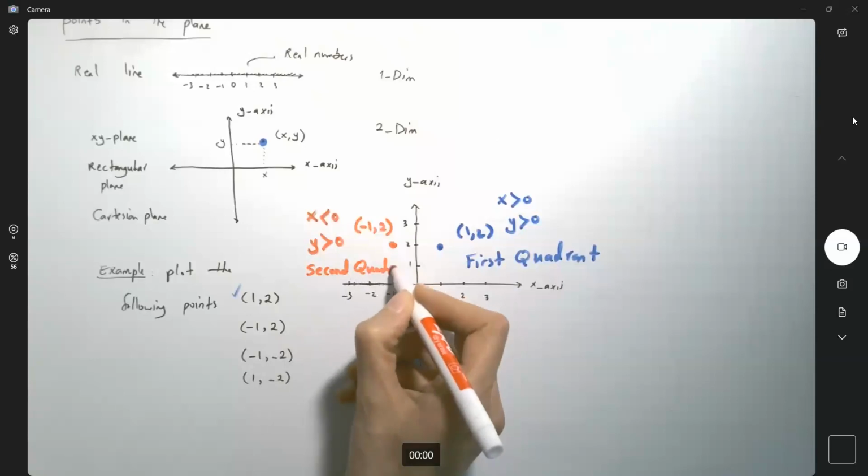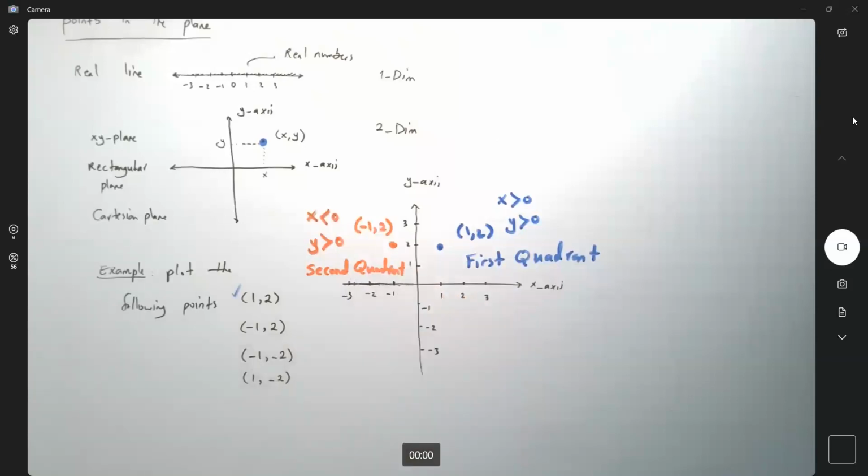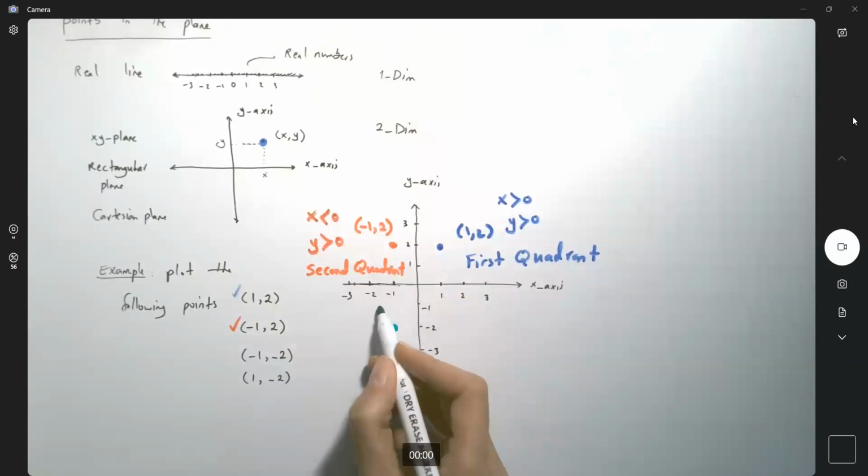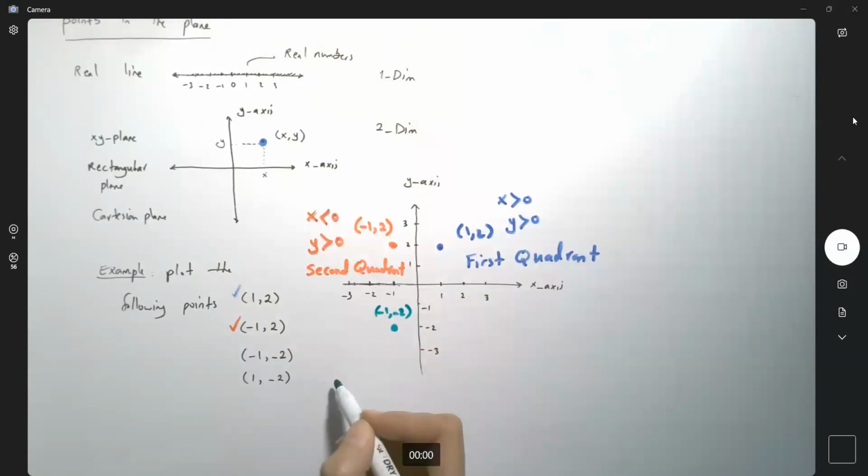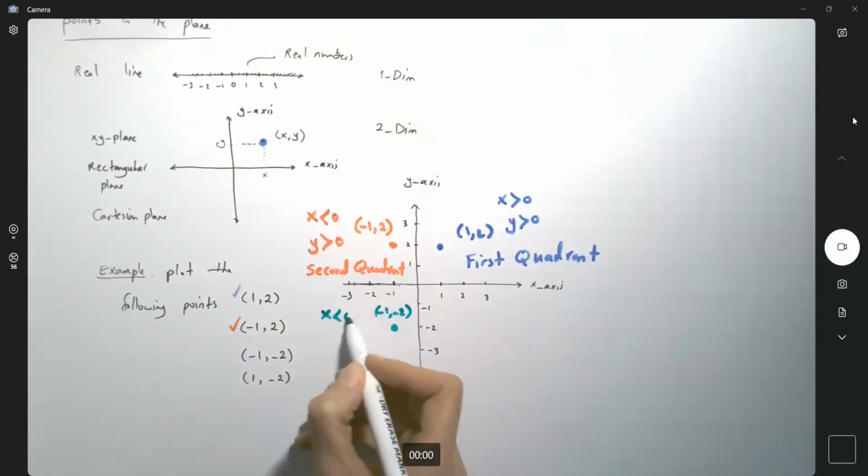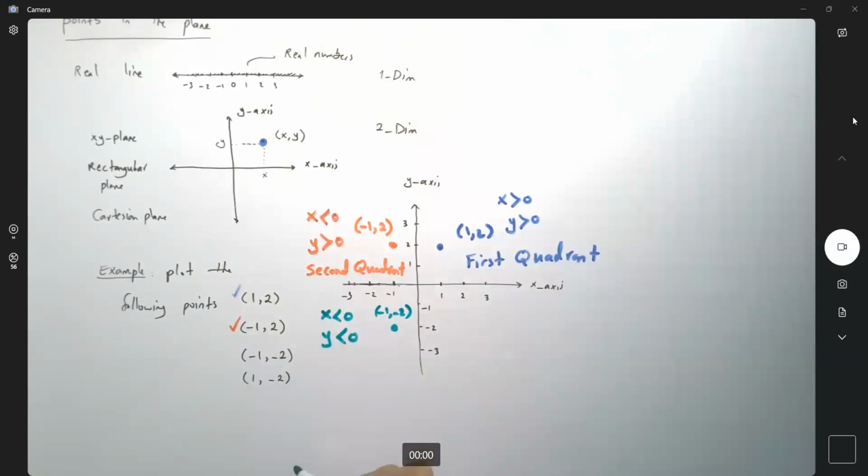Well, what about the next point? My next point is (-1, -2): -1 and 2 units down. Note that X is negative, Y is negative. We call this part of the plane the third quadrant.